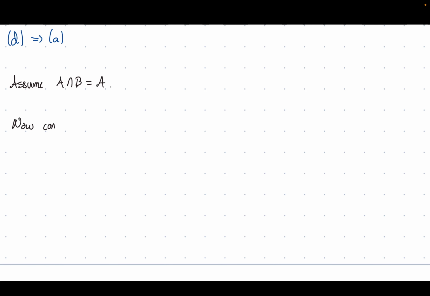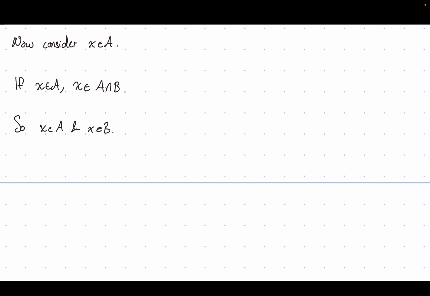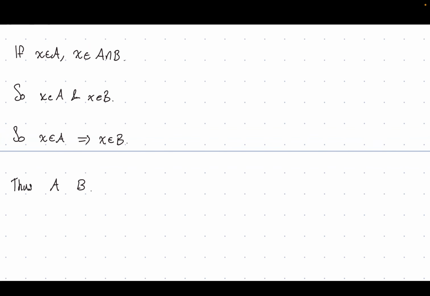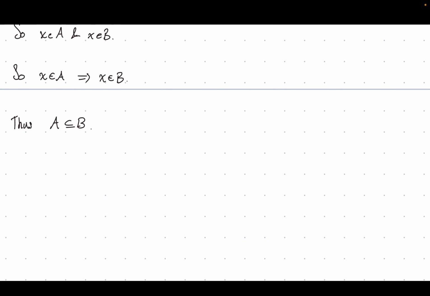Now let's consider X in A. So if X is in A, X is in A intersect B. So X is in A and X is in B, right? So X is in A implies that X is in B. Thus, it follows that A must be a subset of B. And there we go.